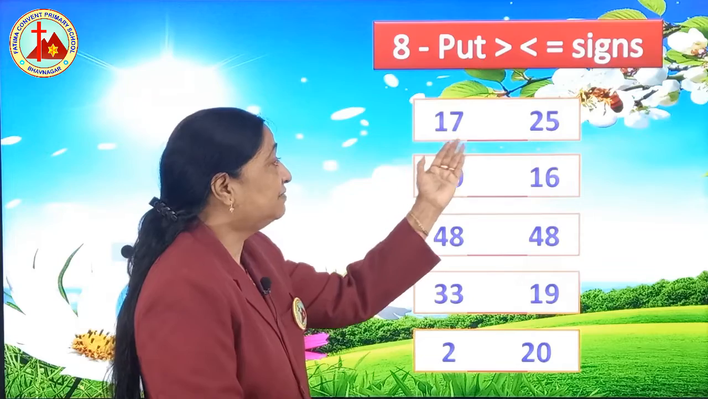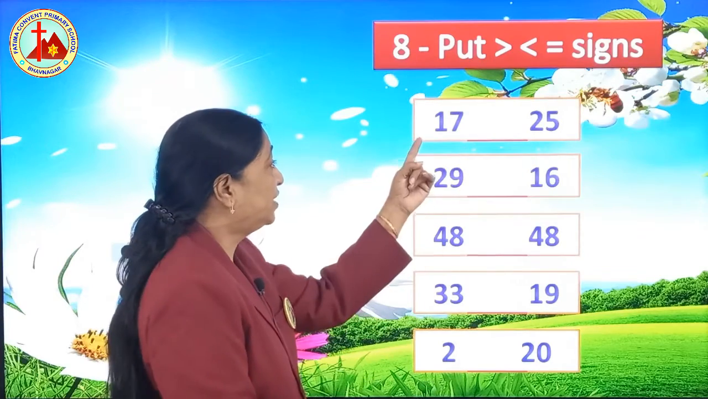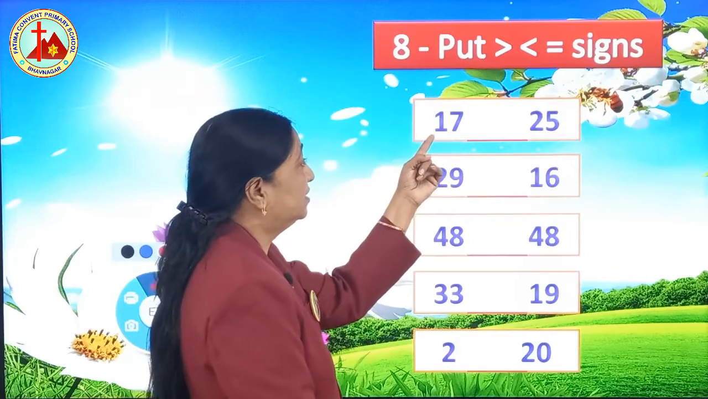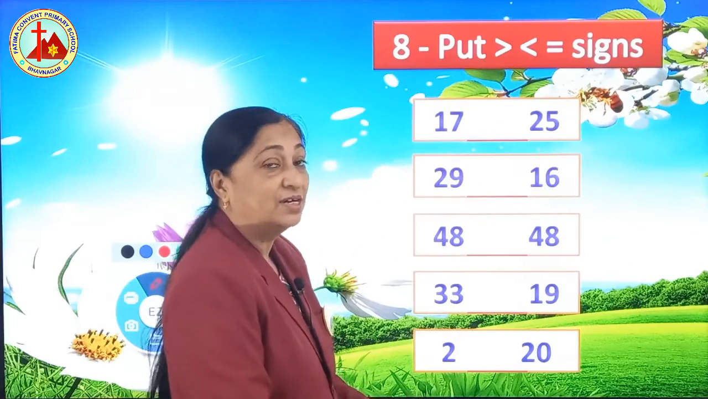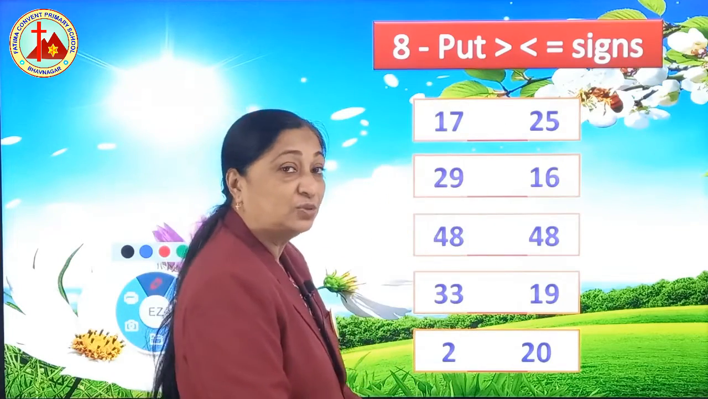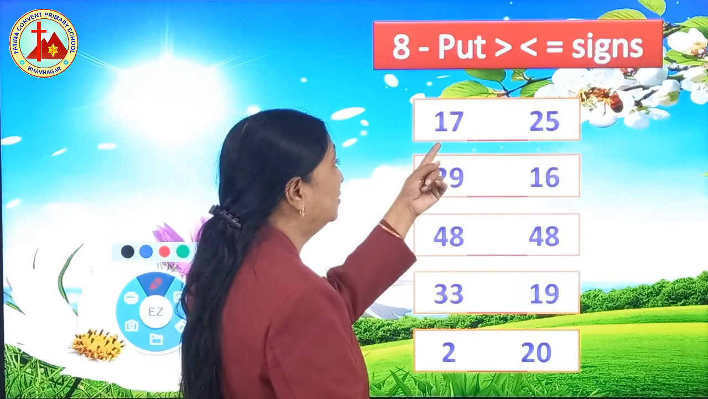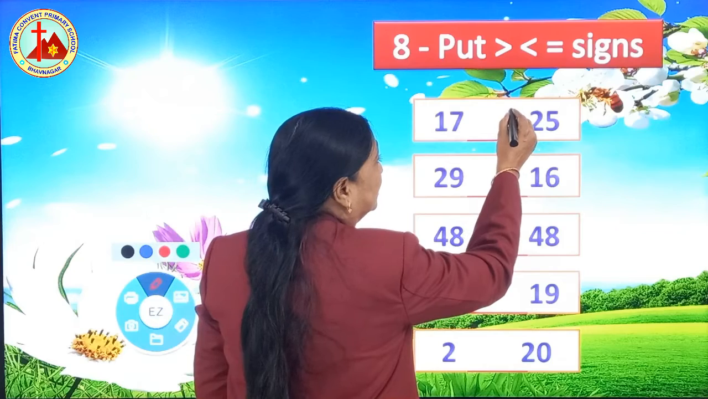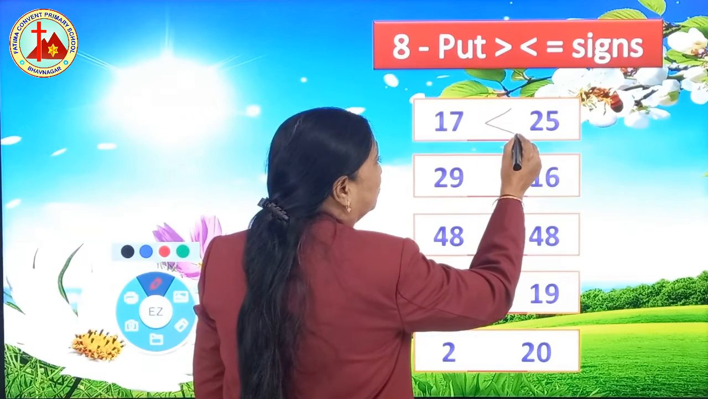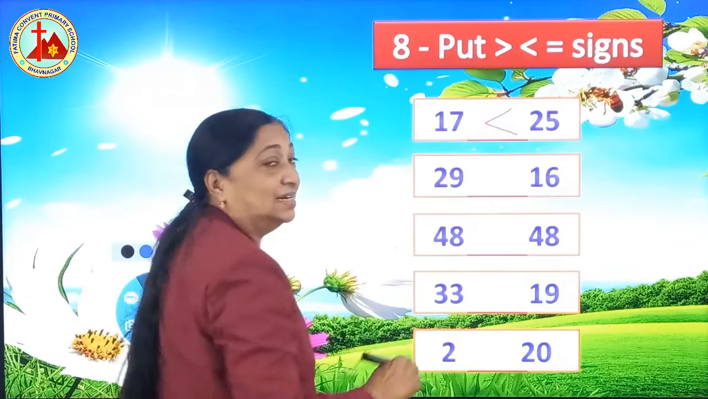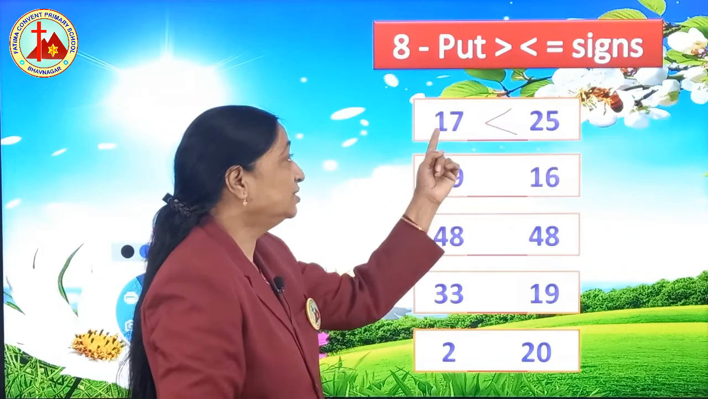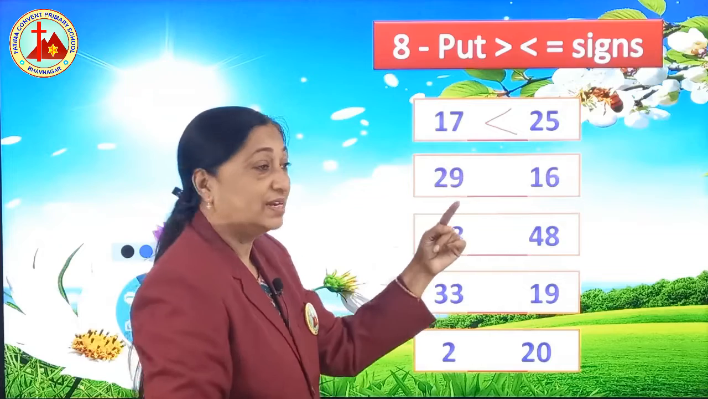This is number 17, this is number 25. You have to see the first number as I have told you. So here is number 1 and here is number 2. So number 2 is smaller than number 1. So 17 is less. So the less sign is this side. The closed mouth will be towards the less number, the smaller number. Now, so 17 is less than 25.